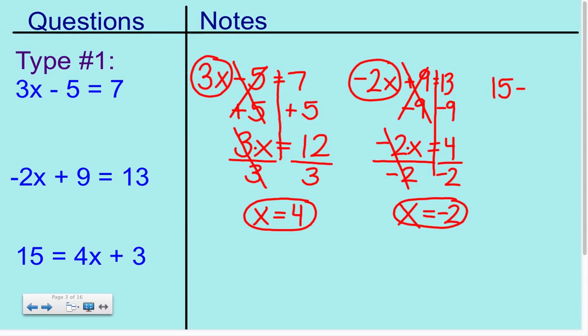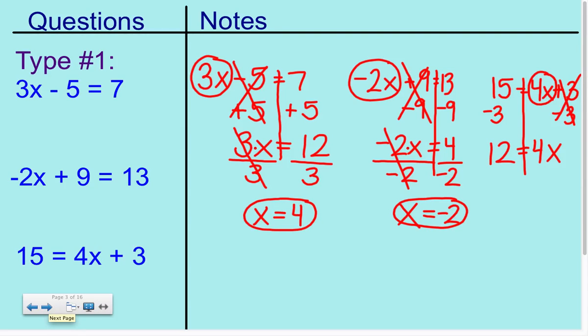15 equals 4x plus 3. Draw my train tracks. My couple is 4x. To get rid of the +3, I have to subtract 3 on both sides. 3 and -3 make 0. I'm left with 4x on the right. 15 minus 3 is 12. To break up my couple, I'm going to divide on both sides by 4. And I'm left with x equals 3.